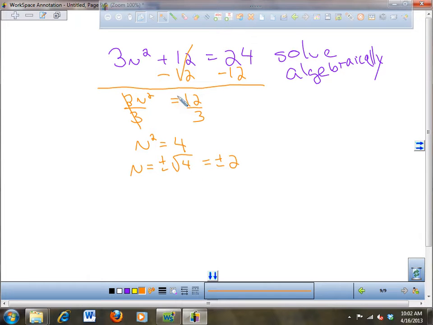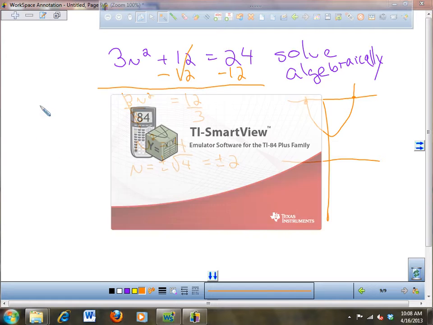So just to show you what this means graphically, watch. 3n squared plus 12 makes a steep parabola that goes through 12. And what they're trying to figure out is where y is equal to 24. One way you can do that is on a graphing calculator. Should I show you this? You might be interested. Let me just show you, because you might be interested.